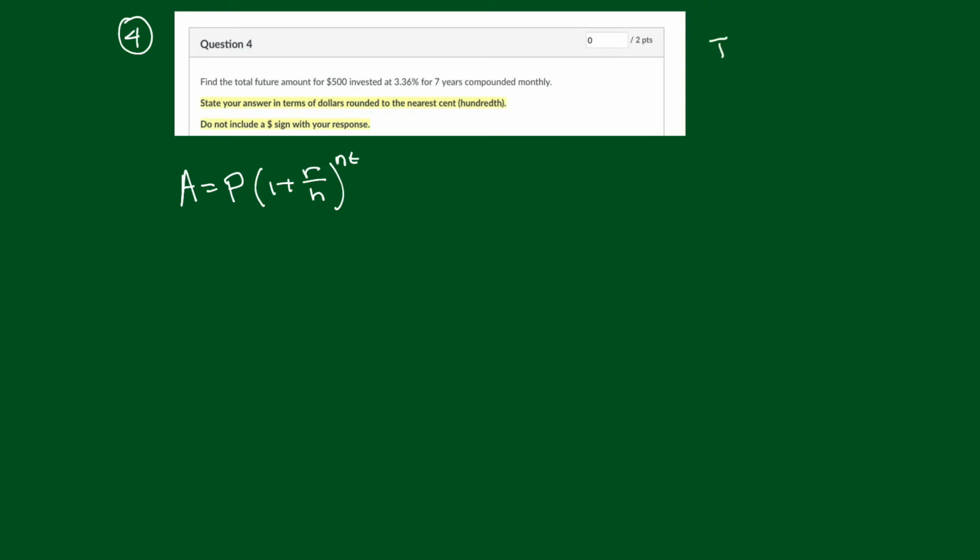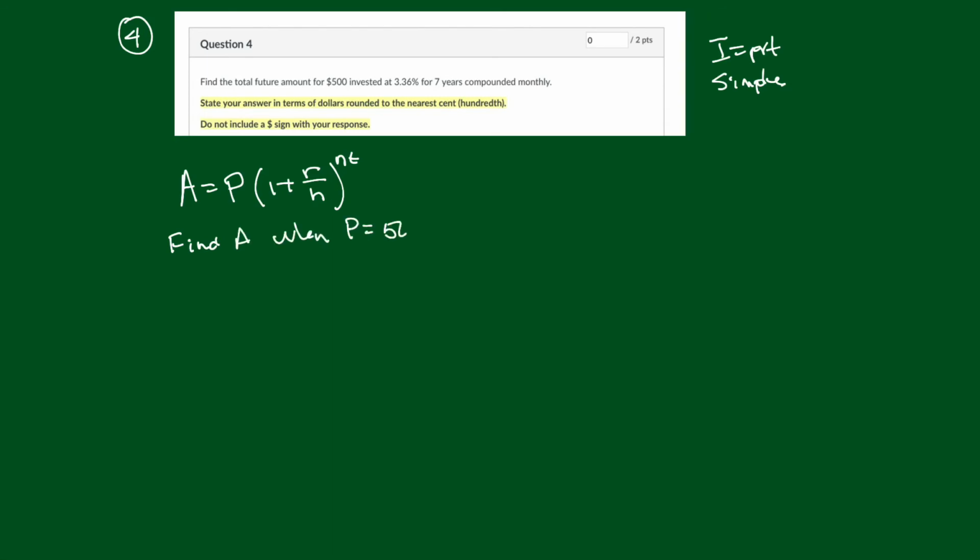I equals PRT is for simple interest, but this says compound interest, so we're not going to be using this one up at the top right. We're going to be using this one here. All right, so it says, find the total future value. That means find A.